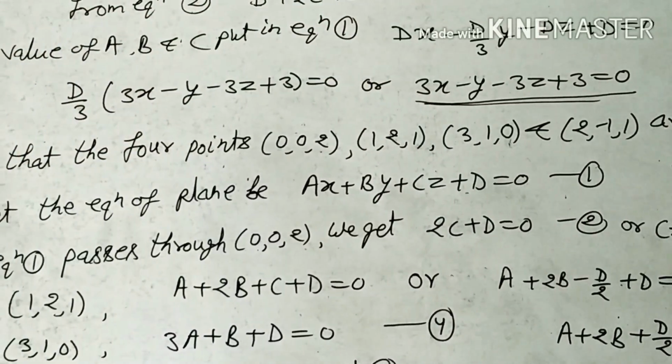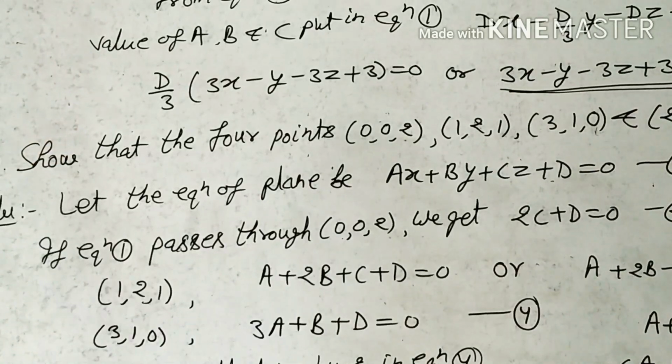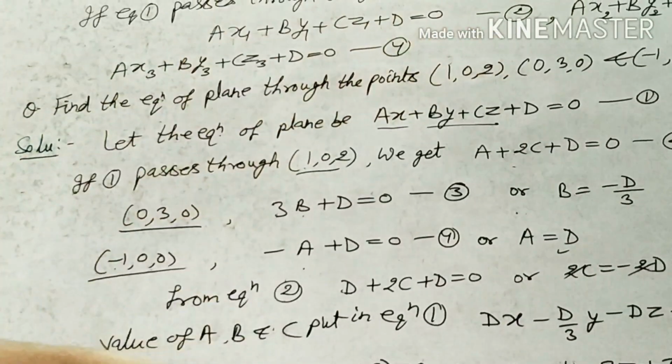Now come to another question. This time show that the 4 points. In this question there were 3 points, here 4 points.